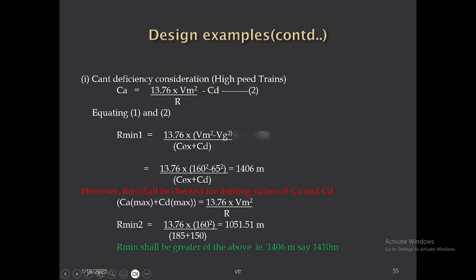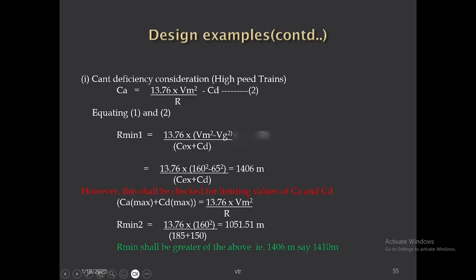Considering this, we can find out the unknown. Equating both the equations, we can find out the minimum R. So finally we get the R, how much we can go, the sharpest curvature. Flatter is no problem, only the sharpest is the problem. So from that we got the radius equal to 1406 meter.